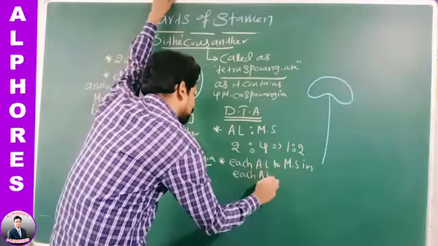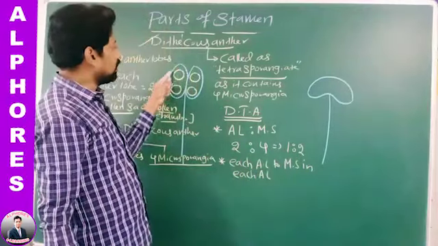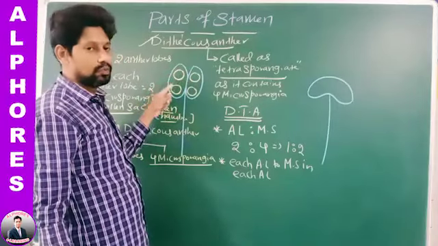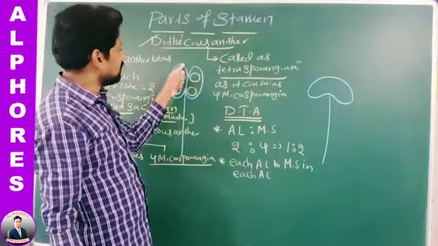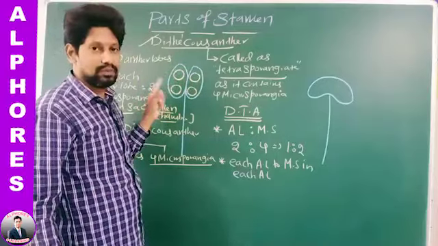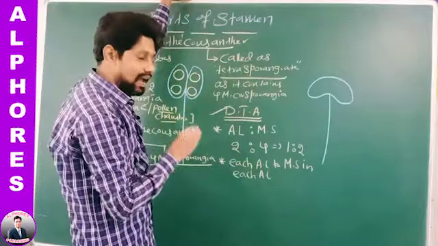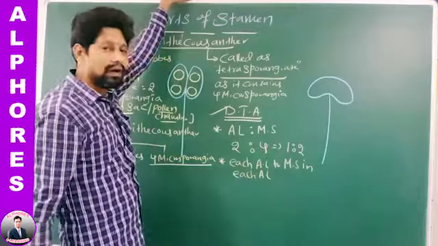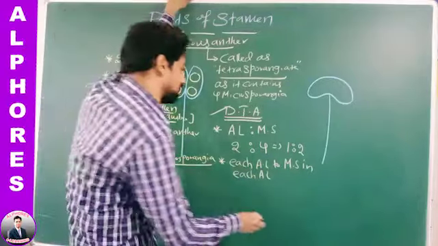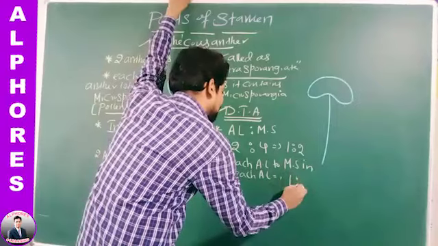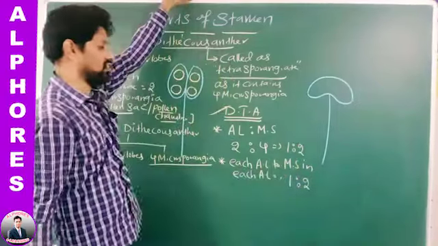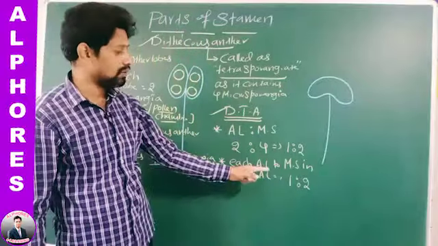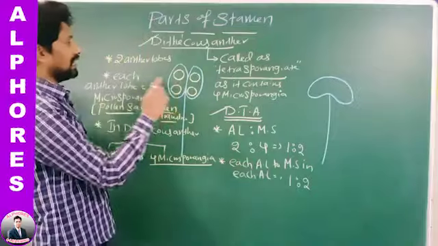I think you understood what I want to say. Here I am taking only one anther lobe. In that anther lobe, how many microsporangia are present? If you take one anther lobe, two microsporangia. Yes or no? Therefore, in a dithecous anther, the ratio between each anther lobe and microsporangia in each anther lobe is how much, sir? One anther lobe has two microsporangia. So the ratio becomes 1:2.